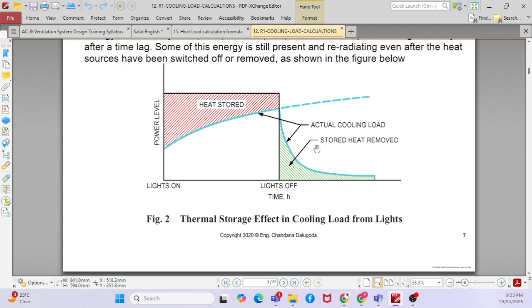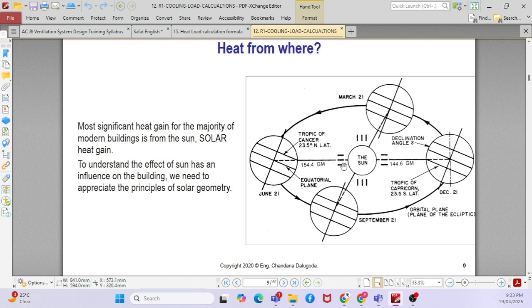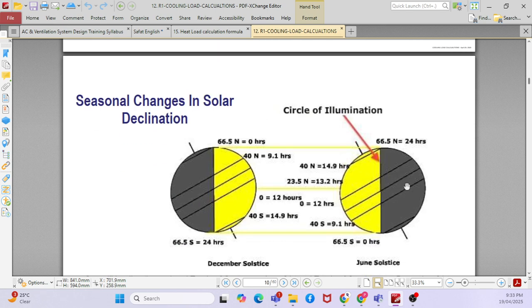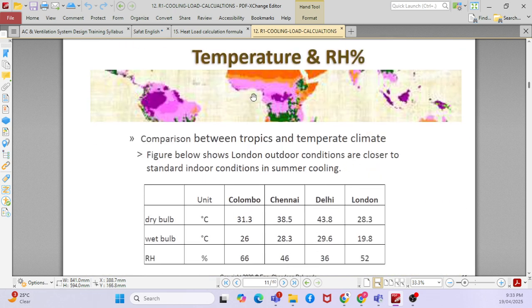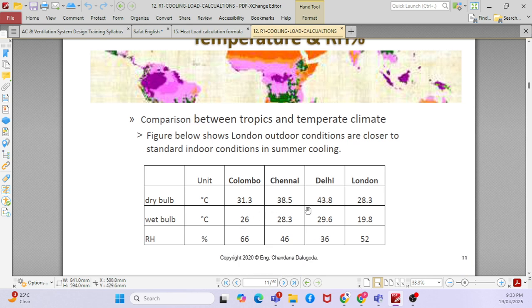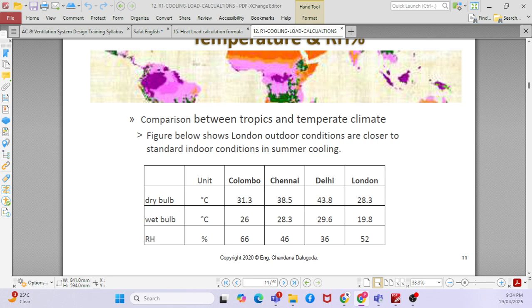Further down, where does the heat come from? It actually comes from the sun. The heat comes from the sun, basically, so we are going to understand about the sun and the solar. And you have temperature and RH. Different locations have different temperatures.